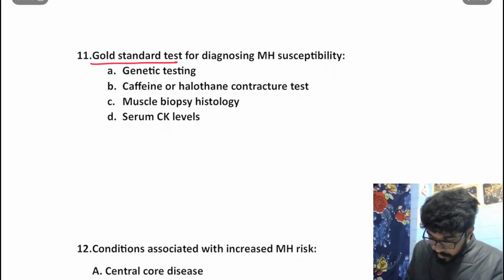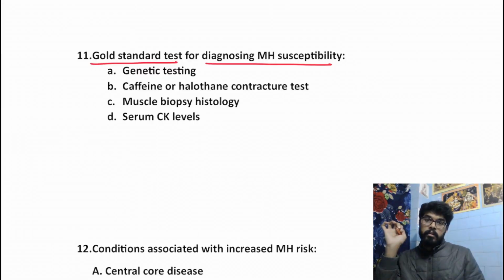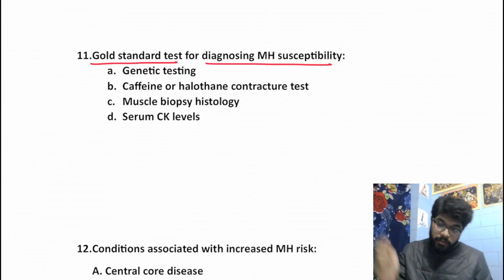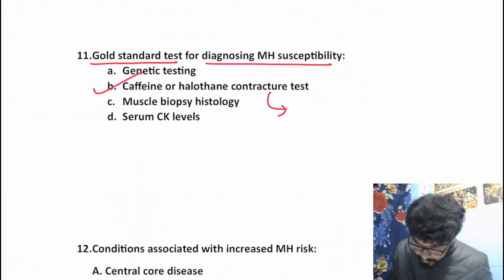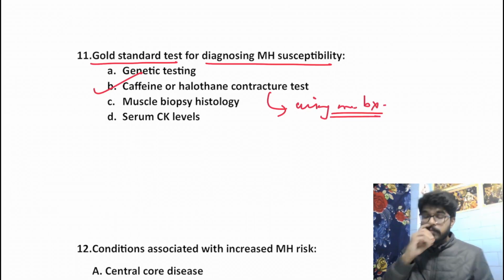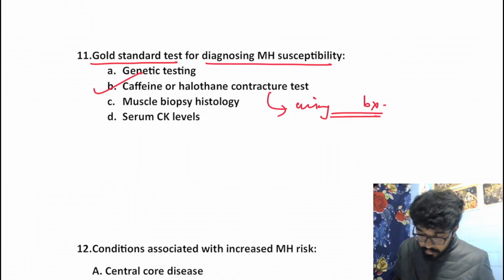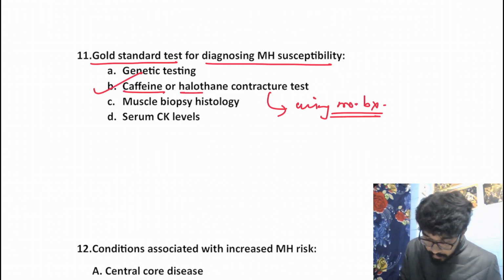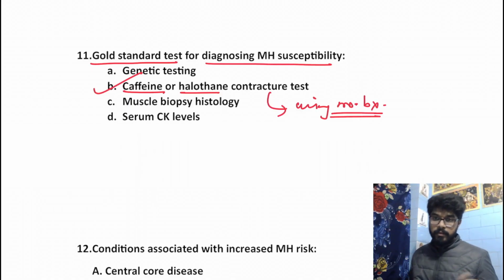Gold standard test for diagnosing malignant hyperthermia susceptibility. So in order to diagnose susceptibility, the gold standard test is the caffeine or halothane contracture test. Right, this is done using a muscle biopsy. We use caffeine or halothane on that biopsy specimen, and then we evaluate for susceptibility.